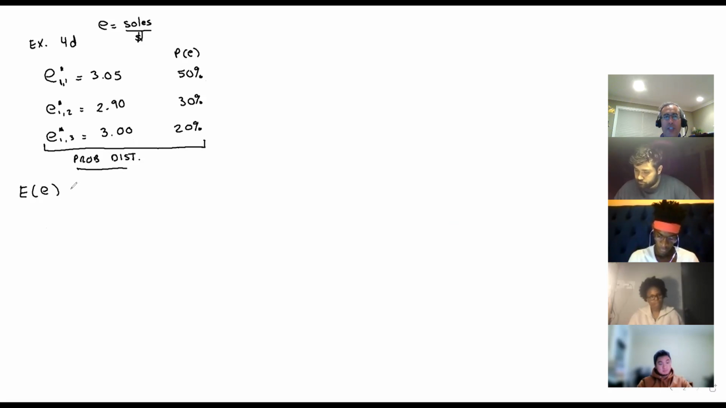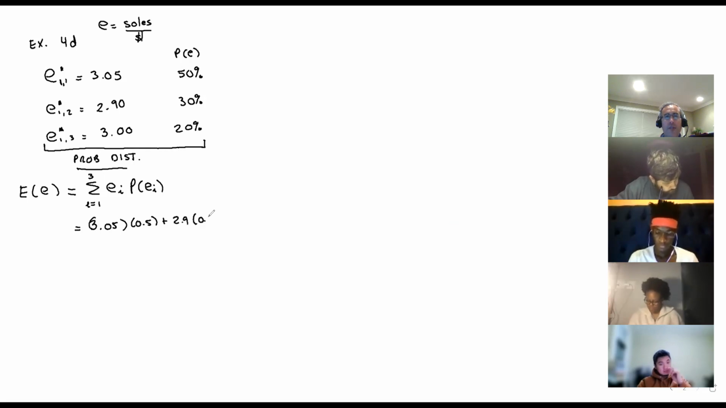Remember, the expected exchange rate, guys, as we did before, is simply going to be the sum of E_i times probability of E_i. So in this case, i goes from 1 to 3. So this means simply, and then I will need your help, this is going to be 3.05 times 0.5 plus 2.9 times 0.3 plus 3 times 0.2. Can you help me with this? Okay, so this is going to be my expected value.